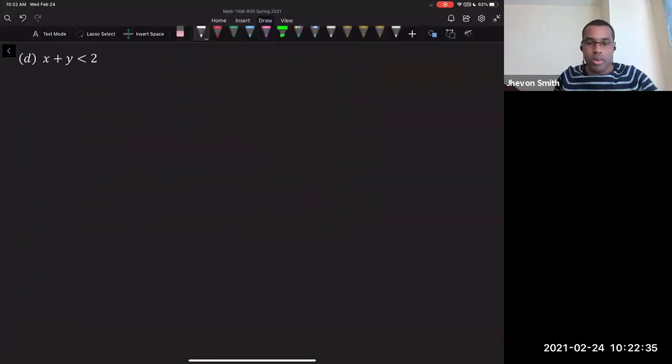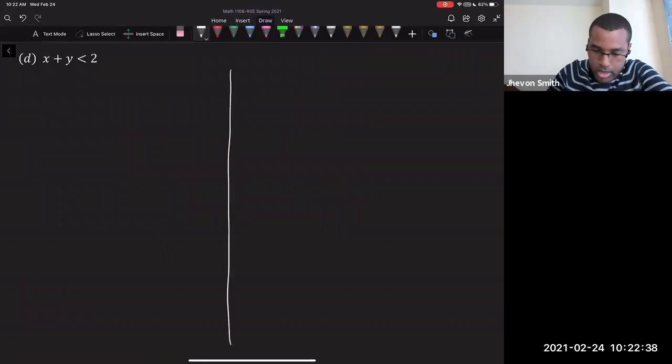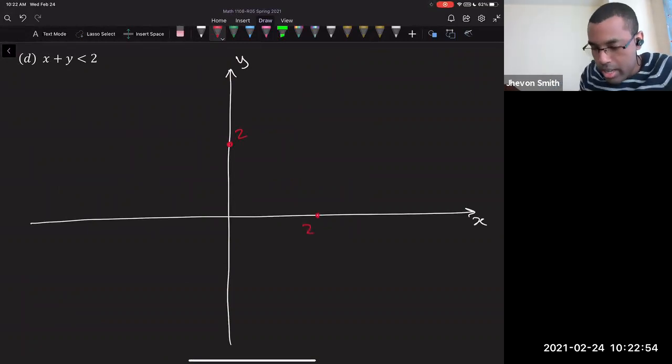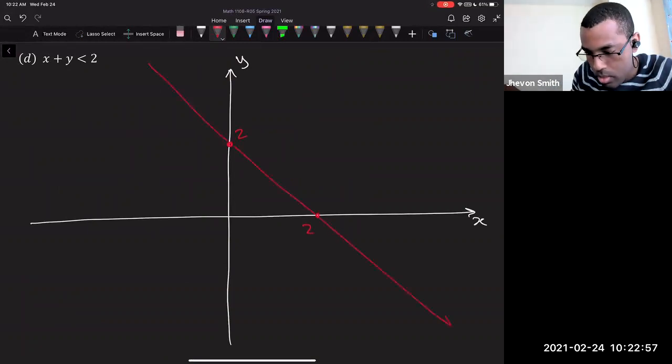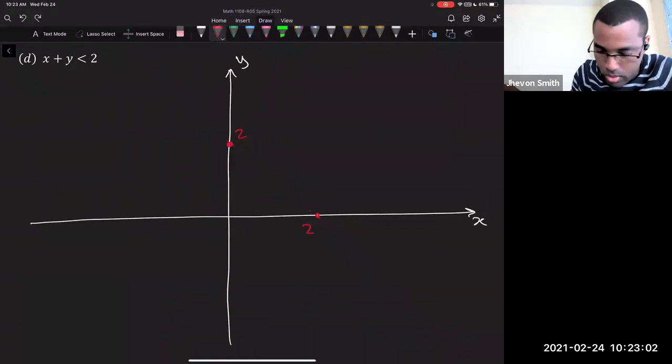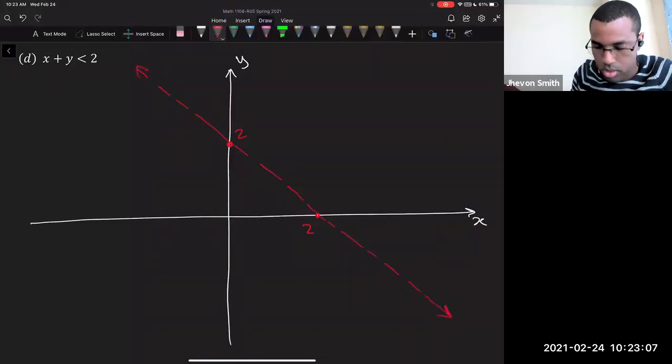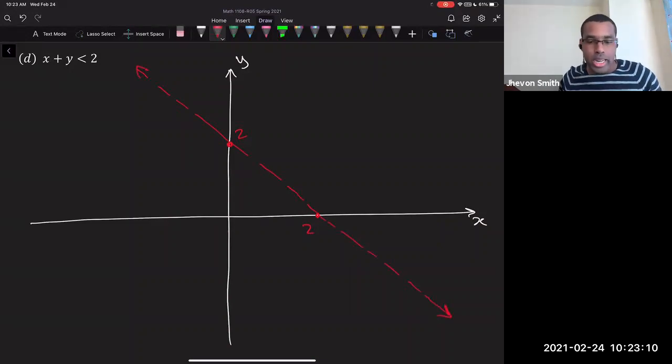So here's another example. How are we going to do it? Well, first I'm going to sketch my axes. Cover up the x with my finger, y equals 2. Cover up the y with my finger, x equals 2. Sketch the line. Oh, it's a strict inequality. Plug in the origin. I get 0 less than 2. Yeah, that works.